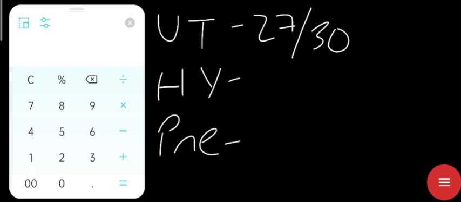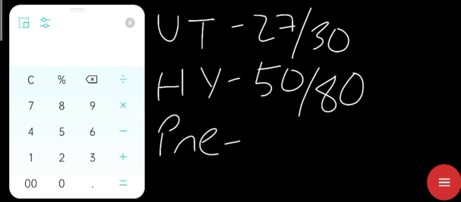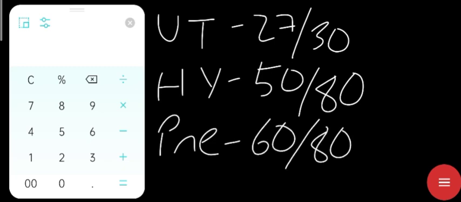Now let us take an example. Say the student has scored 27 out of 30 in unit test, and in half yearly the student has scored 50 out of 80. That is the theoretical part only we are talking about, not the internal assessment part. And in pre-board the child has scored 60 out of 80.